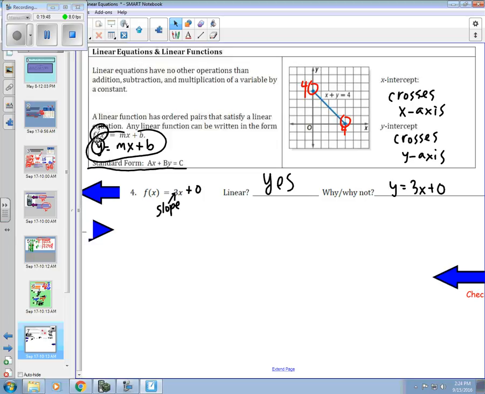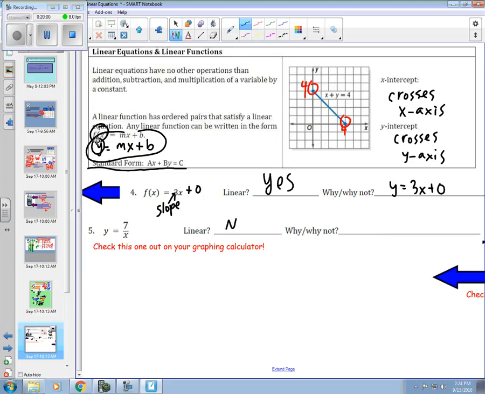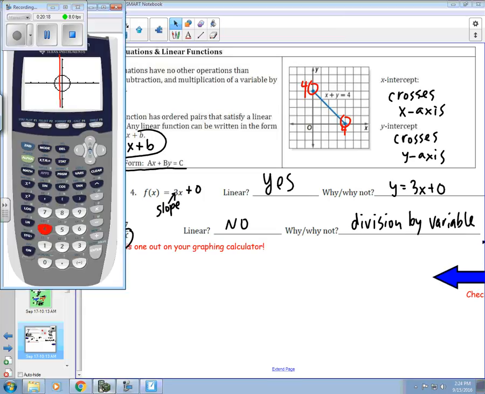Okay, let's look at another one. Number 5, is this one linear? This one, no. The reason being we got a number and a variable, which is fine, but it's the location of our variable that screws this up. You can't have division by a variable in a linear equation. Let's graph it out to show you. Watch what happens if we graph this one out.